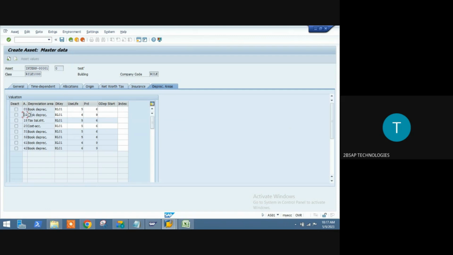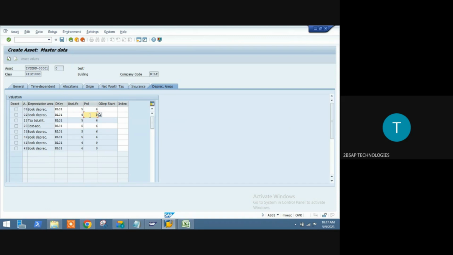What I need to do? So here for the depreciation key I need to go with 10%. Here for the depreciation key I need to go with 12%. Or if I'm going on useful life, here it is 5.5 years, and this one is 6 years, 9 months.